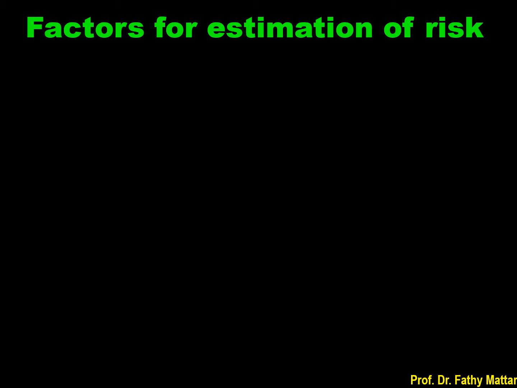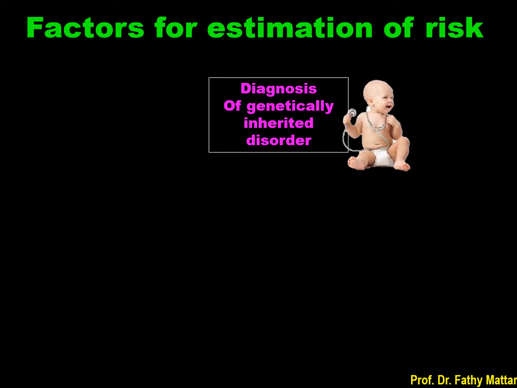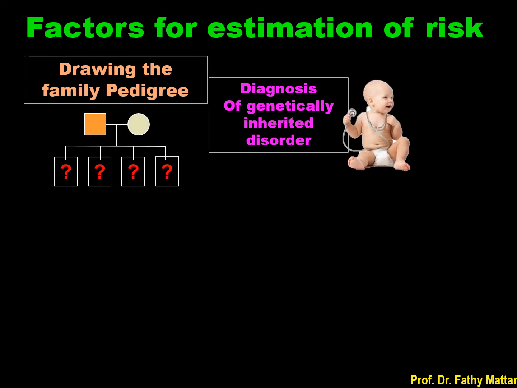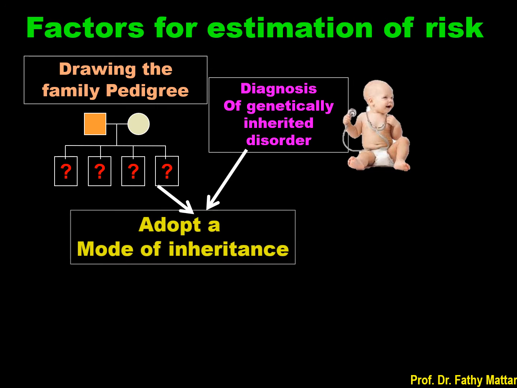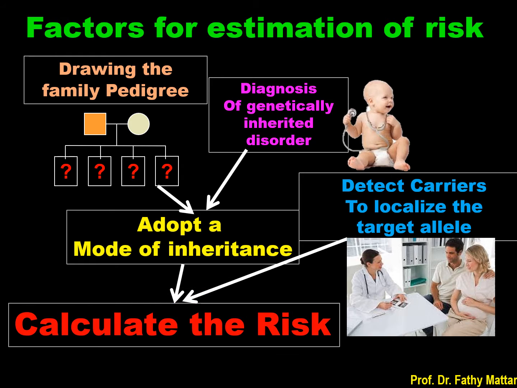The factors for estimation of the risk are: number one, diagnosis of the genetically inherited disorder, then drawing the family pedigree. From both of these, we can adopt a mode of inheritance. And from detecting carriers to localize the target allele, we can calculate the risk.